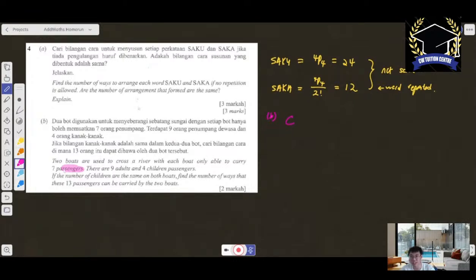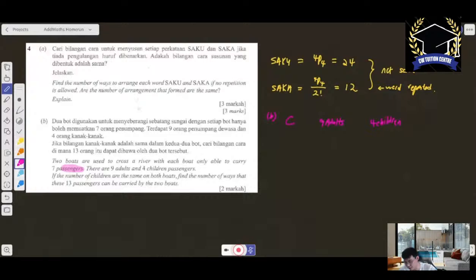Each boat can only carry 7 people. So what I do is, I want to make sure that the children are safe. So I got 9 adults and 4 children. Okay, so I want to arrange.